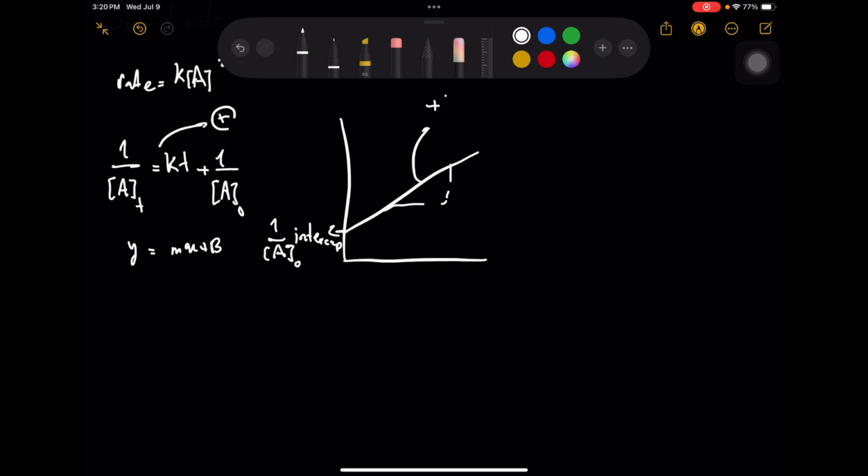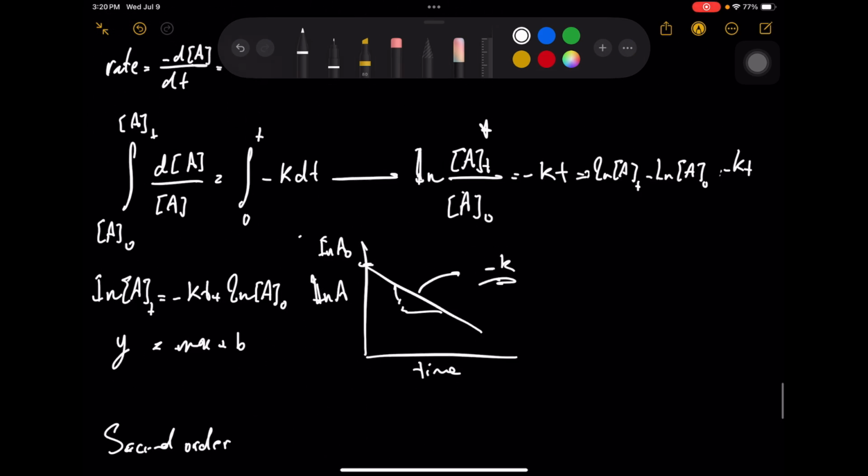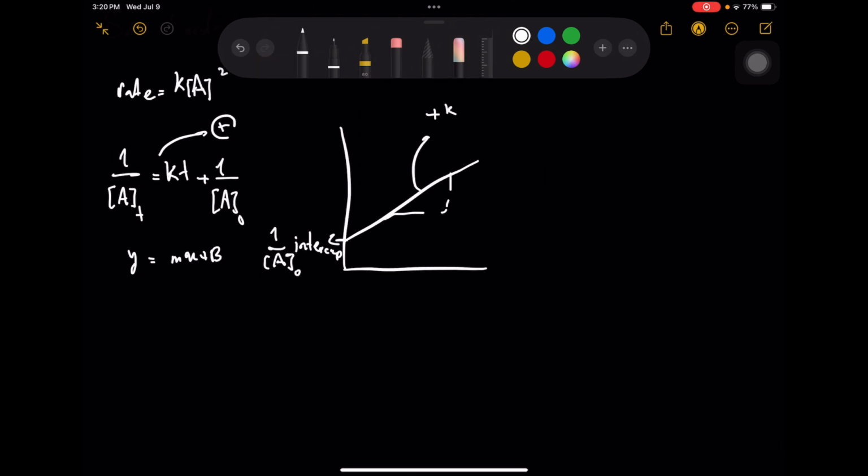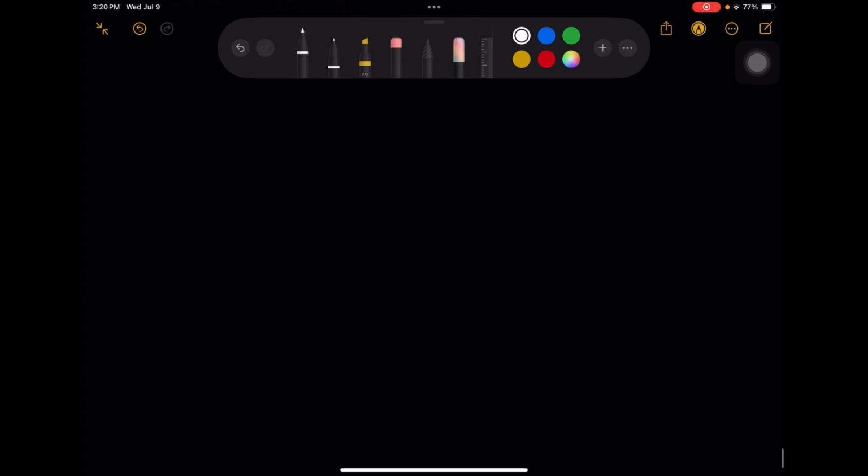The slope would be positive k. Notice that here we have negative k, but here we have a positive k. And yep, that's it. I can give an overall summary, but you can review it. Never mind, I will write that. Okay, this is order 0, 1, 2. The rate law is k[A]^0, which is just k; this one is k[A], and this one is k[A]^2.